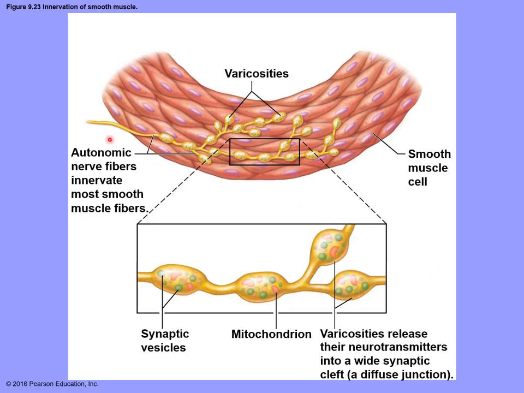So here are your autonomic nerve fibers. You have these little swellings, if you will, right in here. They're called varicosities. Inside these is where you have your synaptic vesicle, which will release the neurotransmitters.